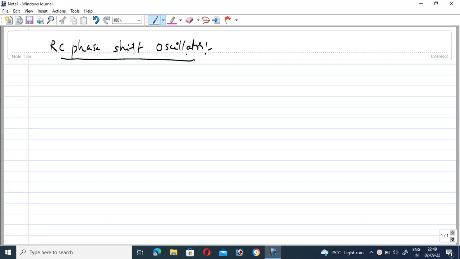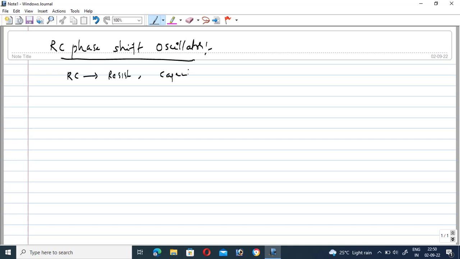In this video, we will see a brief introduction to the working of the RC phase shift oscillator. Before going to this, the name itself says RC, meaning it is designed with the help of resistor and capacitor components. Basically, we already have an idea about an oscillator: it produces an output signal without providing any input signal.